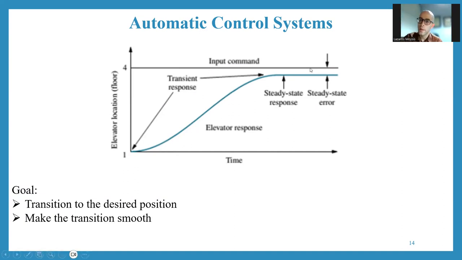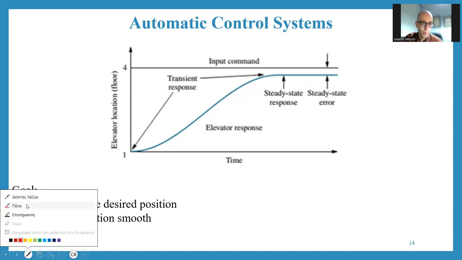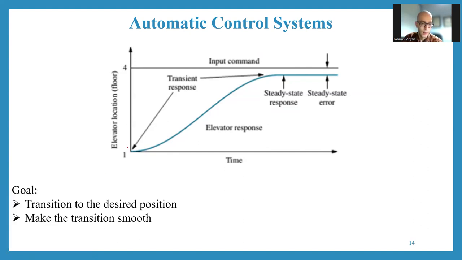This is called the steady state error, which means after we stabilize, do we have an error or don't we have an error? And secondly, there is how we reach our goal. For example, should we have a very smooth transition in reaching our goal, with error or maybe without error? So ideally, we want to go like that. We don't want to have an error.